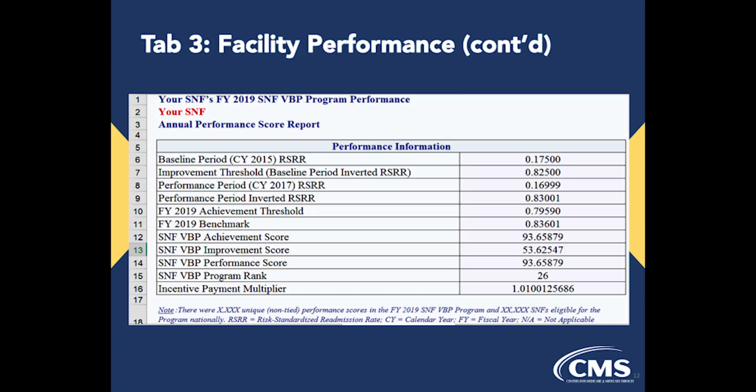Row 16 contains the incentive payment multiplier. This is the net multiplier that will be applied to claims submitted for services provided during the fiscal year 2019, beginning October 1, 2018. Remember, only rows 14 and 15 fall under scope for Phase 2 review and corrections. Now that we have discussed Tab 3, let's move on to the final tab, which contains the data dictionary.